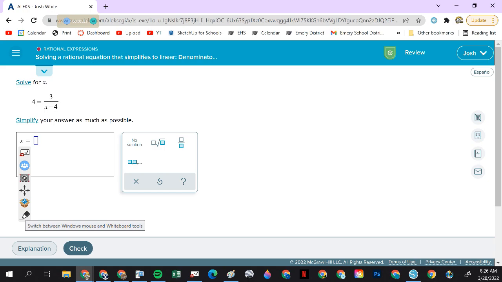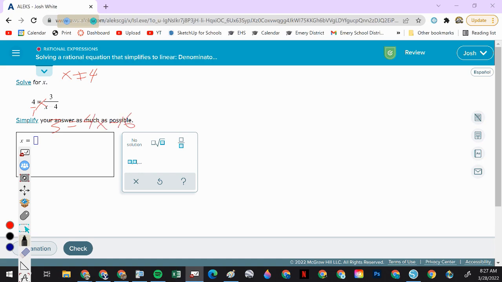Oh, what would you do here? I have a single fraction equals a single fraction, cross multiply. Okay, so x cannot be 4. We cross multiply. 3 equals 4x minus 16. So we add 16. Divide by 4. x is 19 over 4. Is that okay? Yes. This is the only number that does not work.